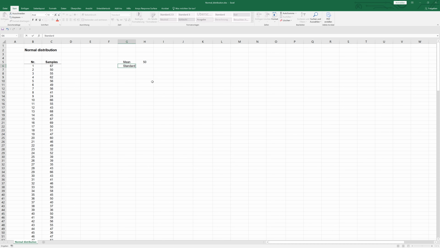Next step is standard deviation. In Excel we have a function for this. This function is Formula 3.